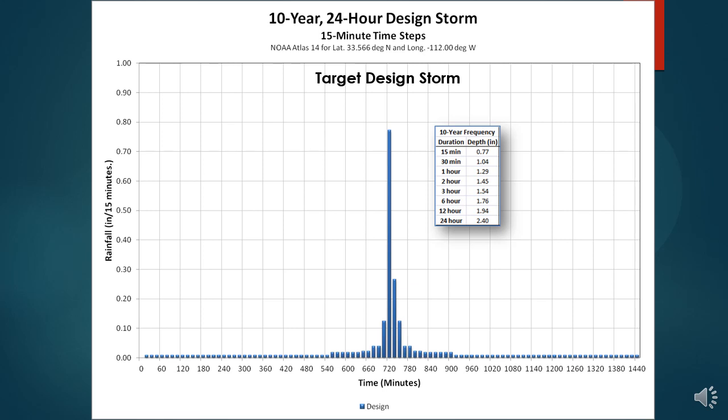So if you're wondering how well that idea worked, as I was when we first came up with it, let's take another look at this nested design storm that we showed a couple of minutes ago and see if we can actually reproduce that.